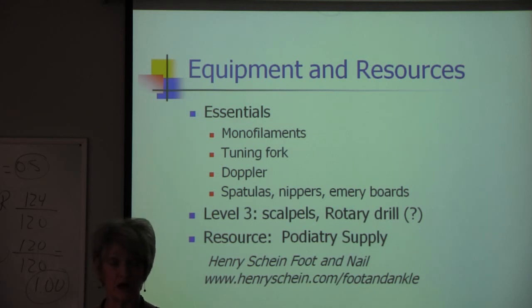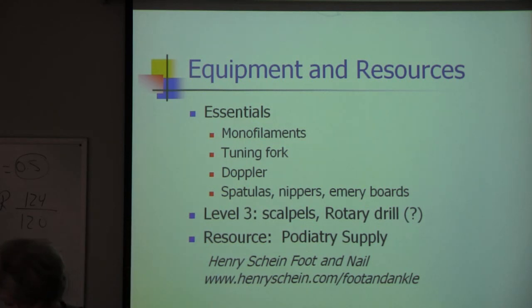And then, of course, the critical equipment. You have to have your spatulas or orange wood sticks. You have to have nippers. You have to have emery boards. If you're doing level 3 care, you need scalpels to pare down corns and calluses. And you want to at least think about getting a rotary drill. So we've given you a very helpful podiatry supply, and the online address is www.henryschein.com/footandnail. That's where we get our equipment, so we know they're very good.